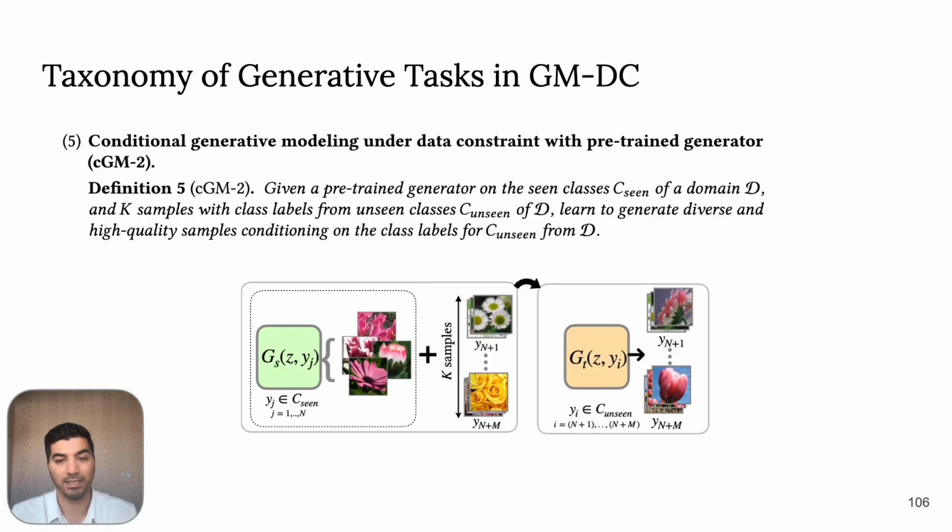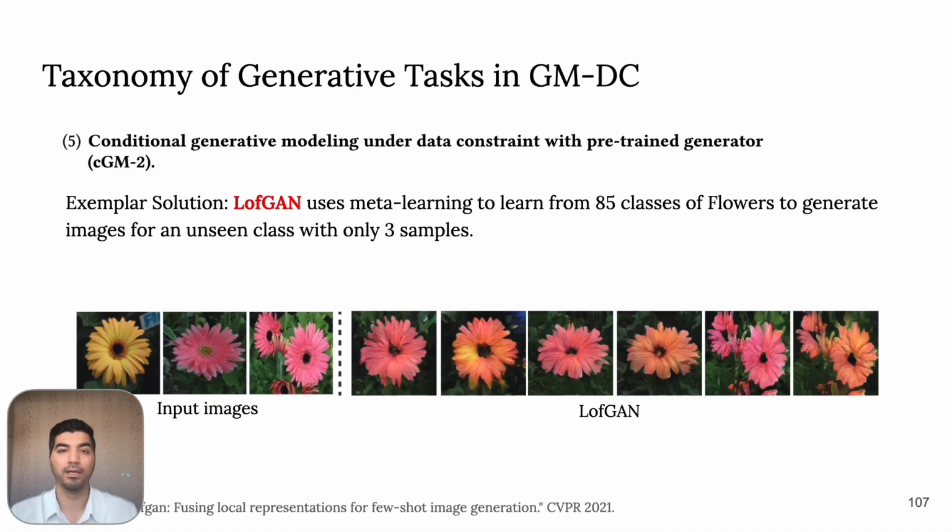Here we want to use the knowledge of the conditional generator trained on seen classes to be able to generate samples from unseen classes. As an example, LoFGAN uses meta-learning to learn from 85 classes of flowers to generate images. So for each of these classes, we are given a few samples, and LoFGAN learns how to generate new samples using these few samples. And then it applies this knowledge for few-shot image generation on unseen classes.